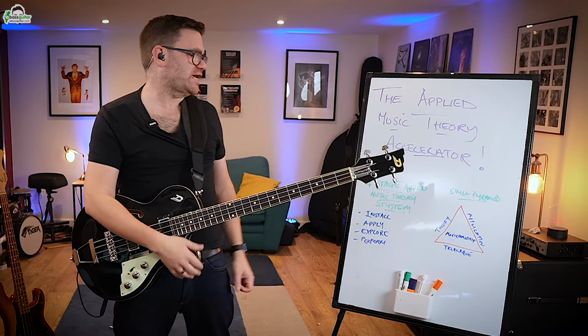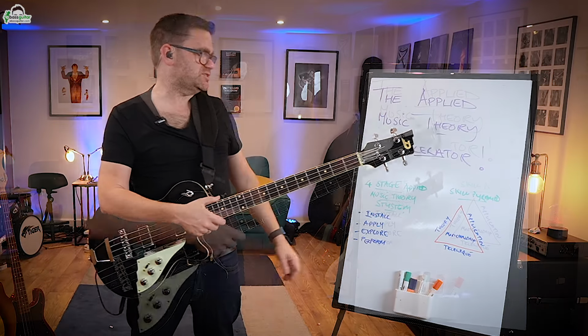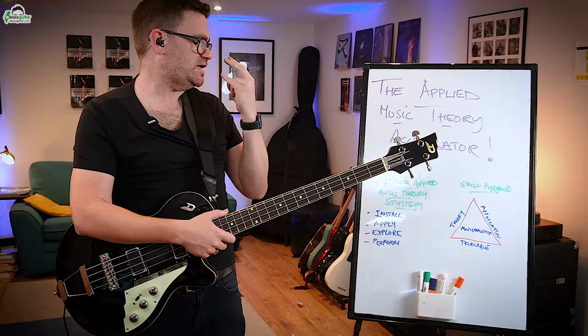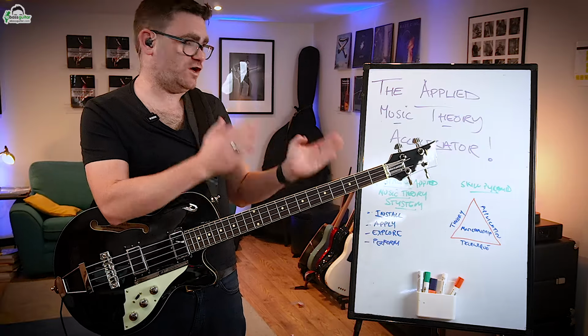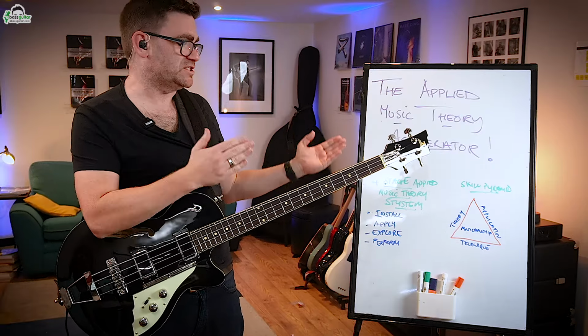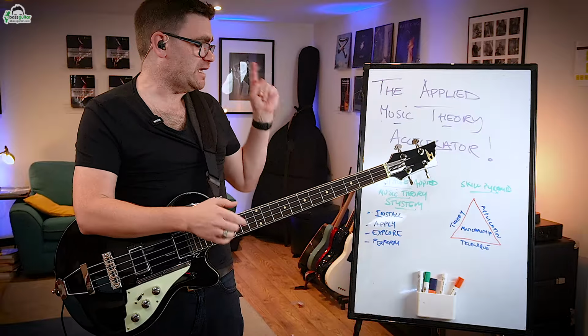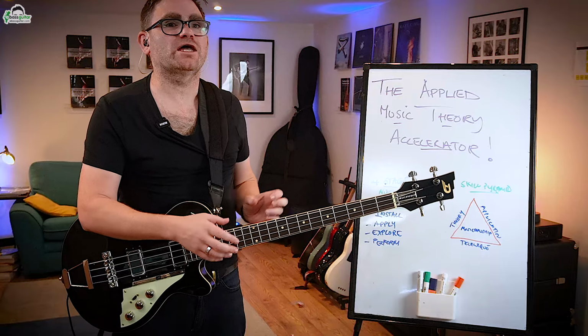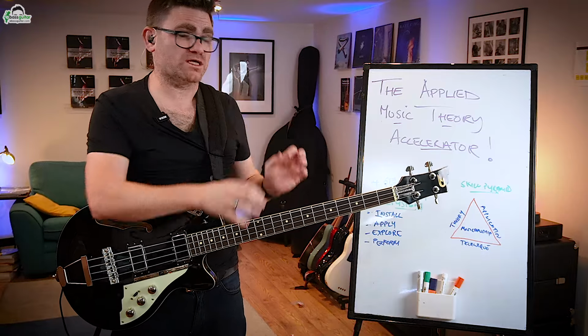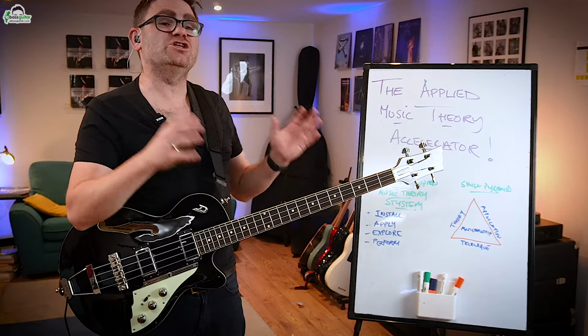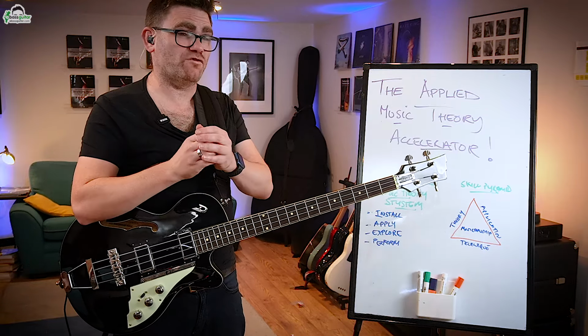Now, there are 4 stages to the applied music theory system: install, apply, explore, and perform. In the first video, we looked at how to install and apply music theory. In this video, we're going to look at how to explore and develop music theory, and then we're going to look at how to use it in your performances.